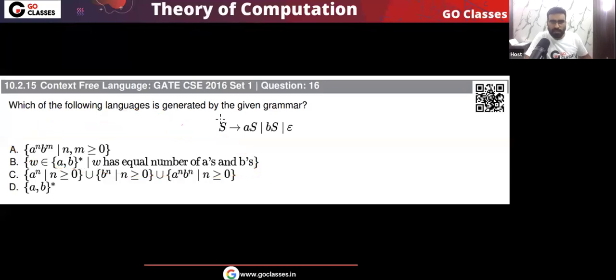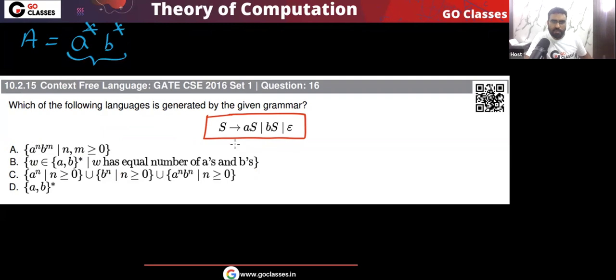From the given grammar, if I want to eliminate the options, what can I do? Option A is saying that only these strings I can generate. Option A is saying I can generate a power n, b power m, that is a star, b star. Yes or no? This is what option A is saying, that only these strings I can generate.